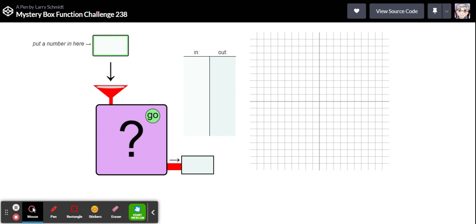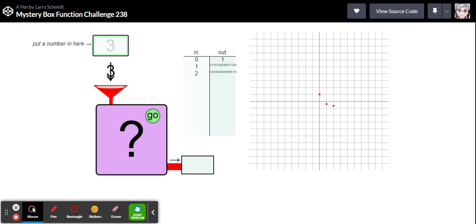Alright, let's start with a 0. Okay, 0 gives us 1. How about a 1? 1 gave us a decimal there, negative a little bit. How about a 2? Another negative decimal. These appear to be non-repeating decimals, so maybe square root, maybe trig.